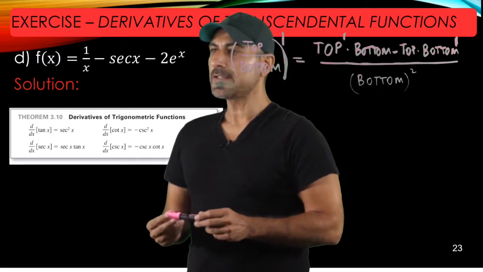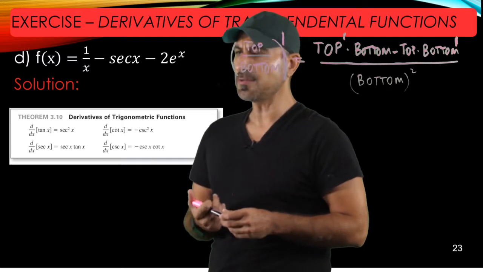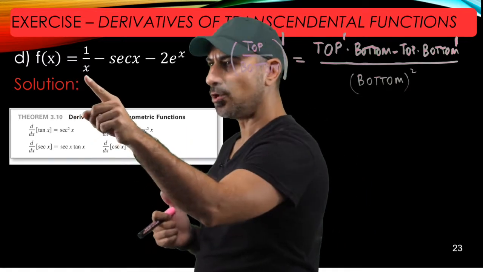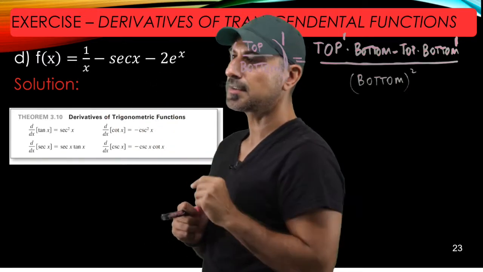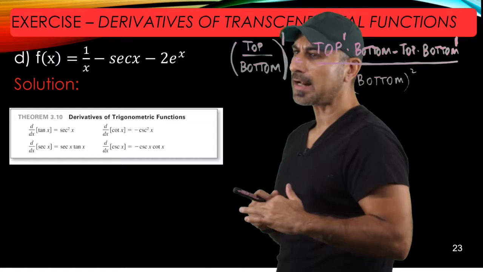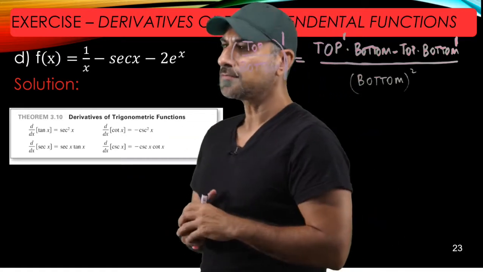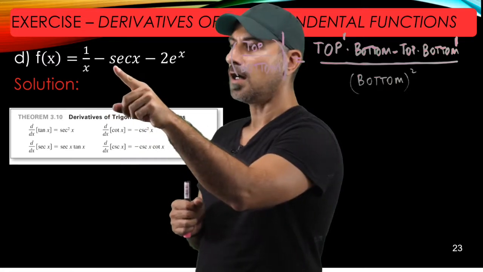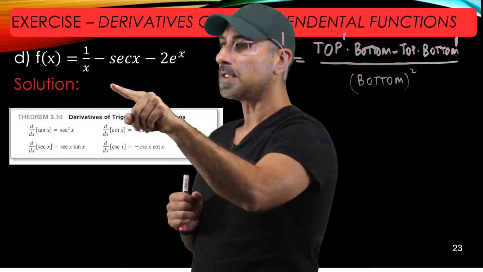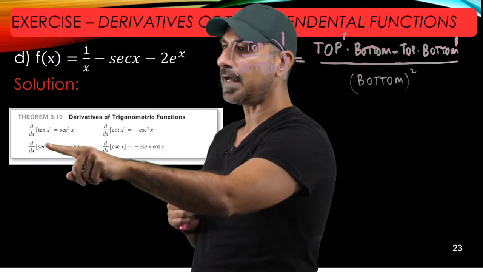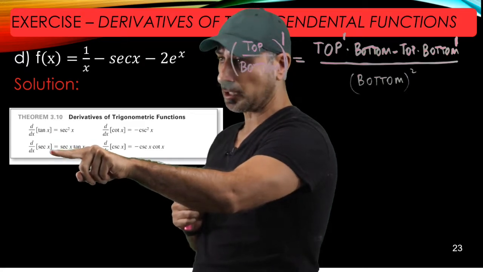All right, if we stare at part D, the function is a combination of 3 functions. One is 1 over x, the other one is secant x, and then I have twice of e to the x. So at this moment, I want to step back and remind you some properties of derivatives. First off, this is a quotient, so we have a quotient rule that I'm going to use for this piece. But this is a trig function, and I have a specific formula for the derivative of secant, so I'm going to utilize that.